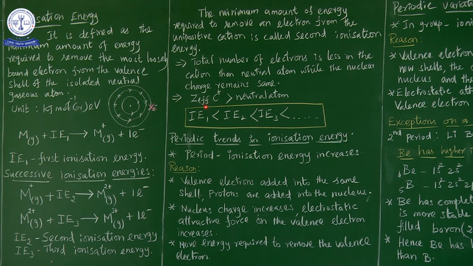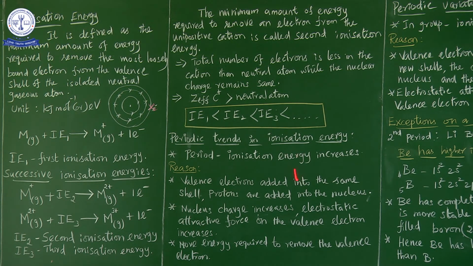The effective nuclear charge of a cation is always greater than the corresponding neutral atom. When you compare the cation with the neutral atom, the effective nuclear charge will be greater. So next one, periodic trends in ionization energy.